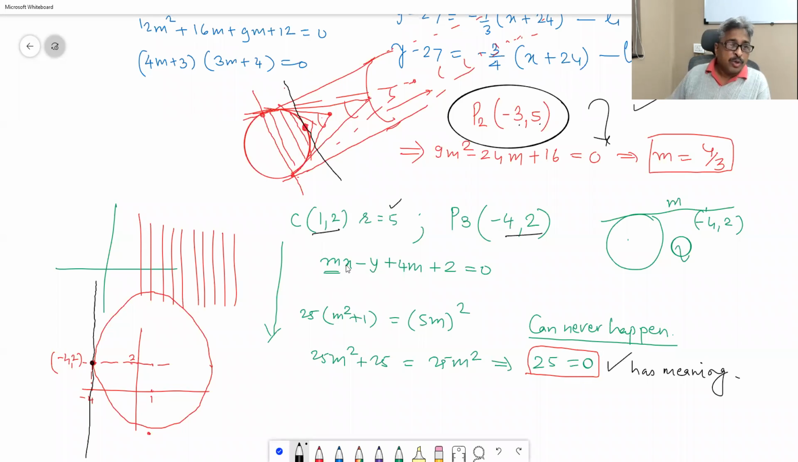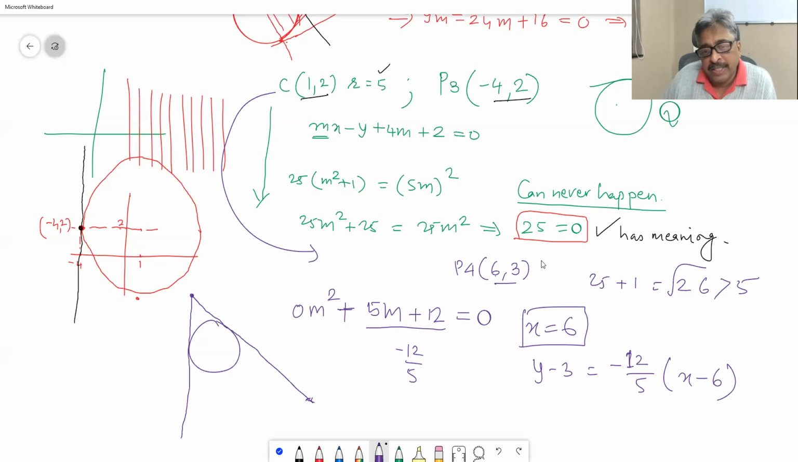Okay, let me give you one more situation. Point P4. Now, point P4 is yet another situation where you need to interpret it by considering algebra as well as geometry. The circle is the same, the point is 6, 3. Get me the correct answer now.